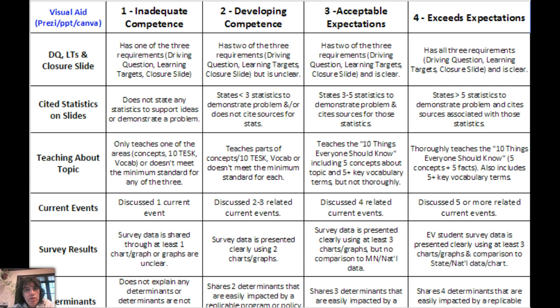Alright, then you need to actually teach us about your topic. So that is 10 things that everybody should know. 5 of those can just be facts, and 5 of them need to be concepts that you will explain and teach us about, not just tell us. Also, we need to have a common vocabulary, so sharing at least 5 important vocab words that we need to know to fully understand your topic is also important.